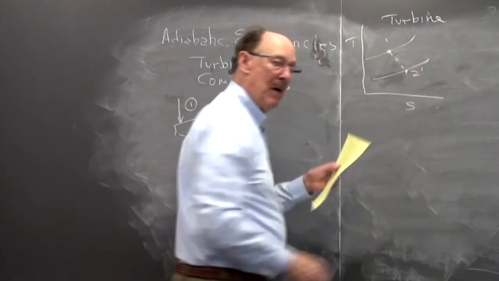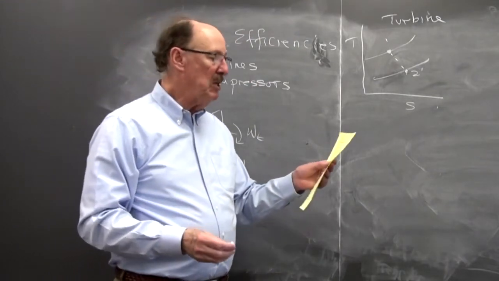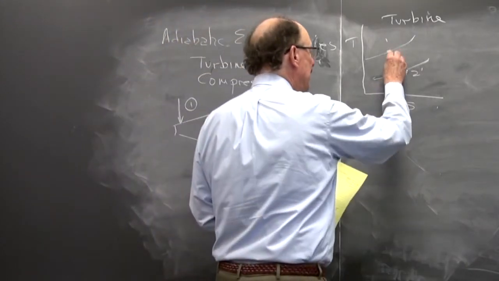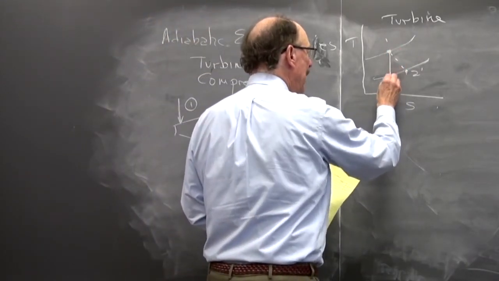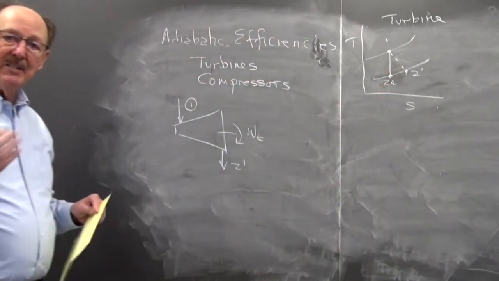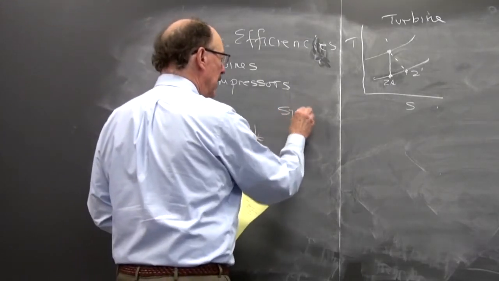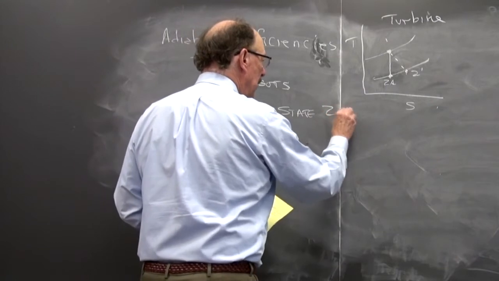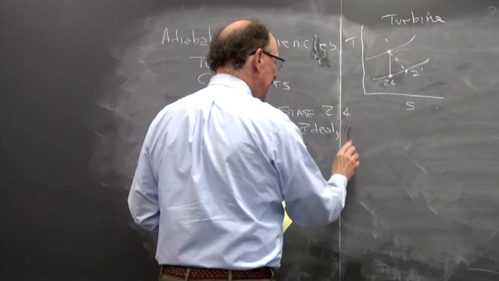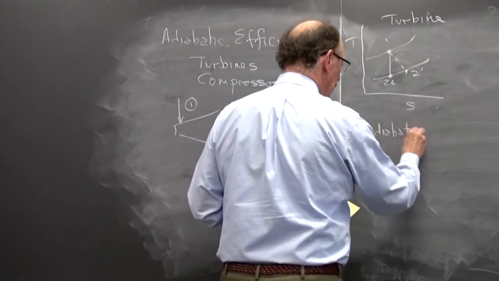State 2 prime is just as we had used before for the actual exit conditions, but now we want to have an isentropic state as well. And so we're going to say H2S. And 2S would be the isentropic or ideal state. So state 2S is the ideal, reversible adiabatic expansion.